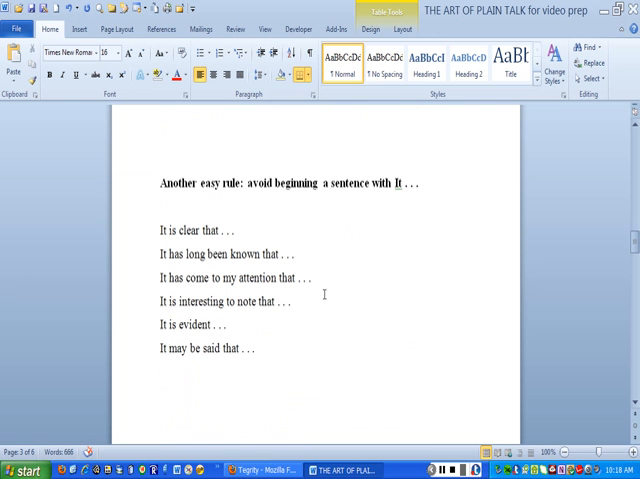Another easy rule, just avoid beginning a sentence with it. I mean, it's not a real rule. You can begin sentences with it, but most of the time, as you see in these expressions, the phrasing is not necessary. It is clear that, it has long been known that, it has come to my attention that, this is letter E's that you just don't need at all.